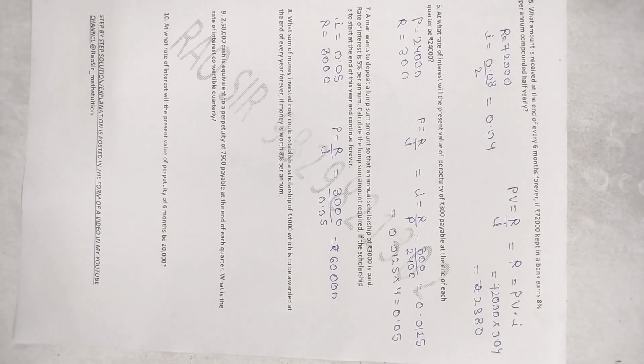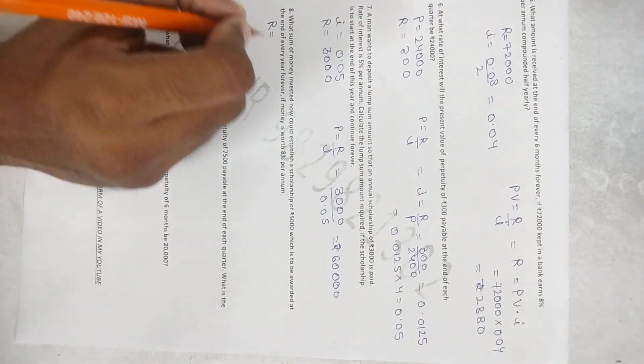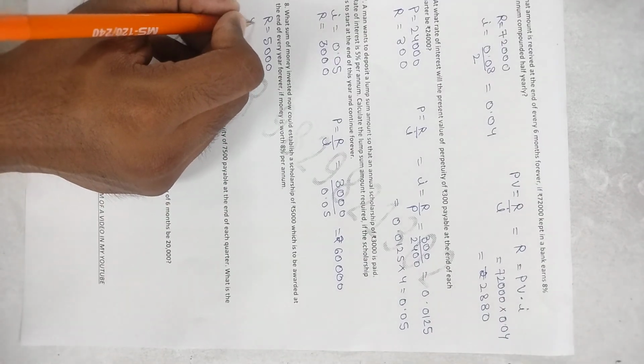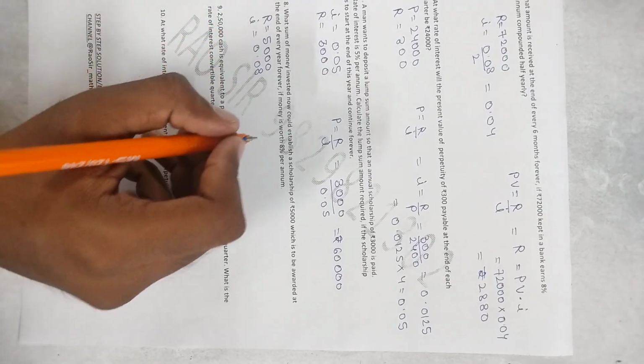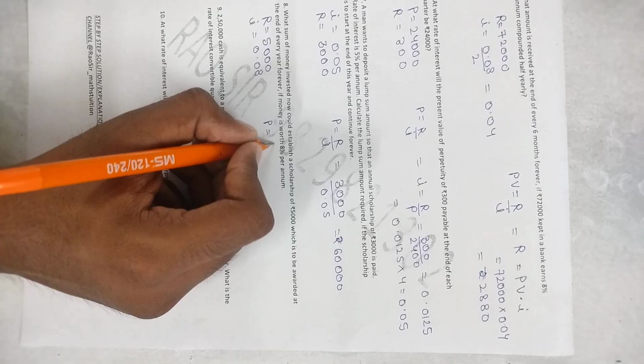Now next question, go through. What sum of money invested now could establish a scholarship of rupees 5,000 which is to be awarded at the end of every year forever if money is worth 8% per annum? Here R is given as 5,000. We have to find out P, and the rate of interest is 8% per annum. It is a direct question.